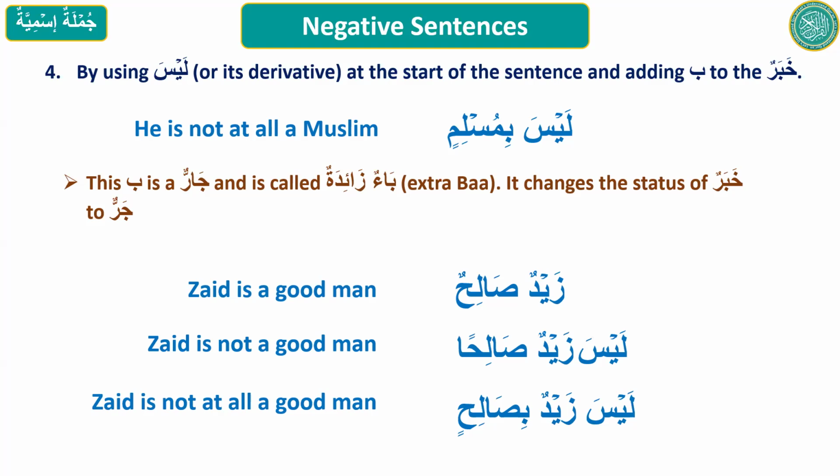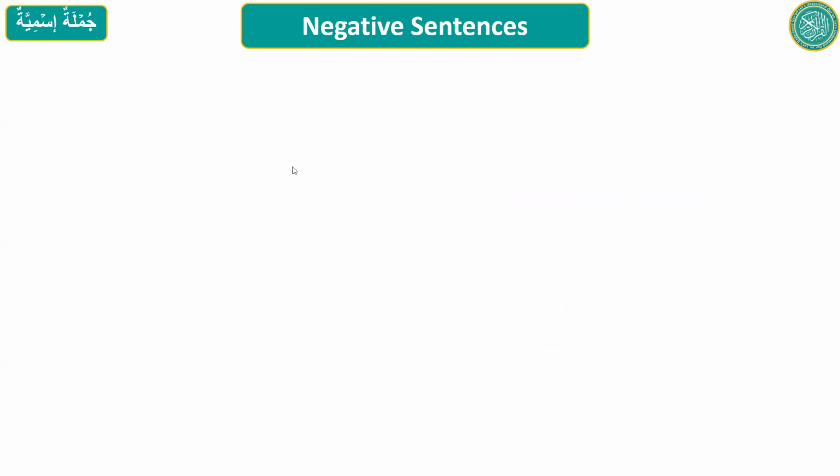Simple, right? Ma, then ma plus b, then Laysa or any of its derivatives, and then Laysa or any of its derivatives plus b. So we learned four ways to make a Jumla Ismiya negative. One is kind of a milder way of making it negative. The other one is a stronger way. All right. So now we are going to use some examples from the Quran. See how these four ways of making negative are used in Quran.